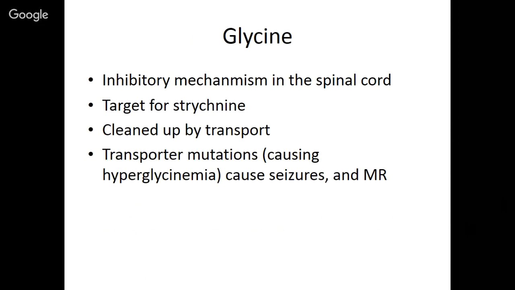So glycine is an inhibitory mechanism, particularly in the spinal cord, and it's a target for strychnine, which is a toxin. It is cleaned up by transport. Transporter mutations cause hyperglycinemia, which can cause seizures and eventually mental retardation. I think that's one of the things they screen for, or used to screen for, in newborns.